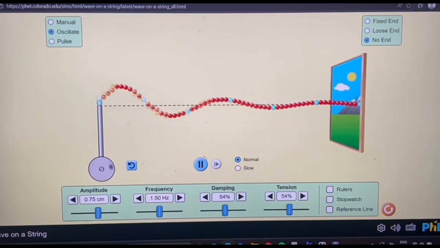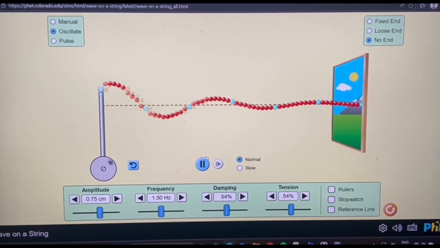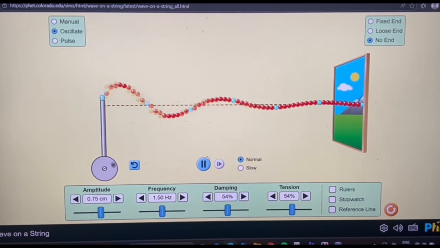And to conclude the no end part, the result confirms that without an endpoint, wave energy is transmitted forward, and it is lost only due to the damping.